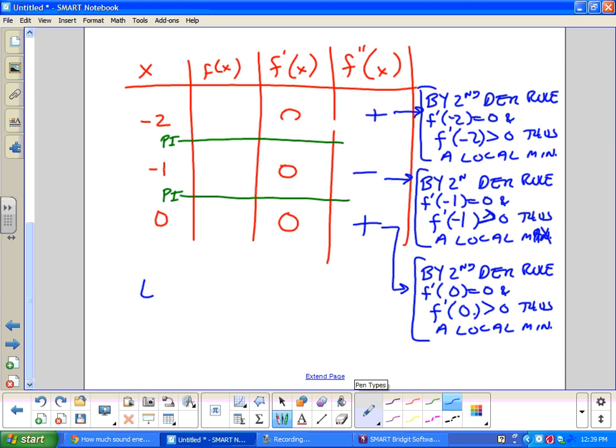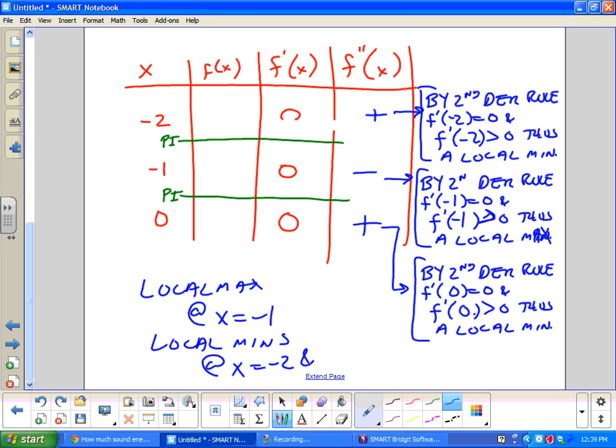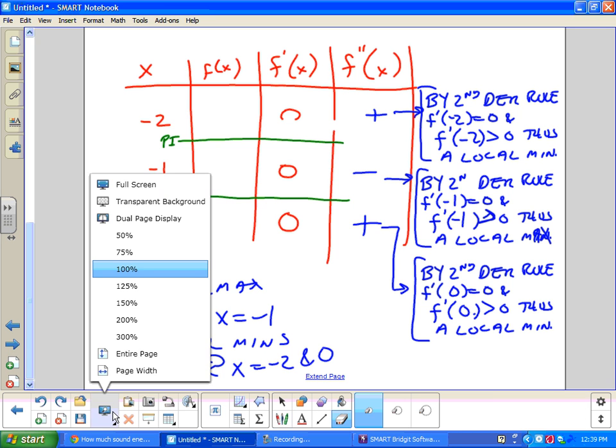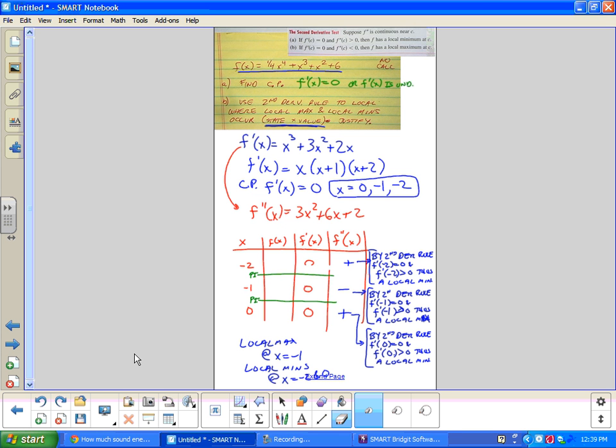So there is a local max at x equals -1, and there are local mins at x equals -2 and 0. I didn't state the values. If I wanted to state the values, I'd have to go back to the original function. But as per the problem, it just asked me to locate the x values. Again, the second derivative test.